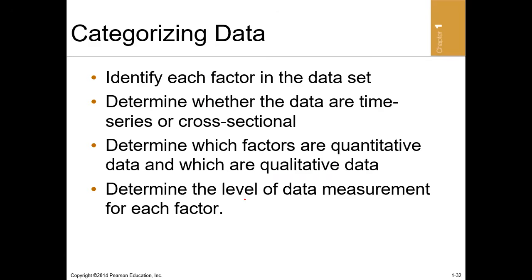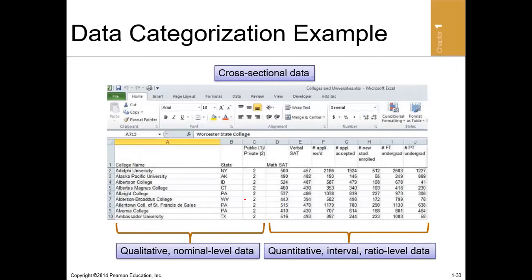So these are the steps we go through when we are categorizing data. Identify each factor in the data set, determine whether the data are time series or cross-sectional, determine which factors are quantitative and which are qualitative, and determine the level of data measurement for each factor. This can be done in Excel as well. So this will bring us to the end of the introductory video on statistics. In the next video, I'll be teaching on graphical measures of descriptive statistics.